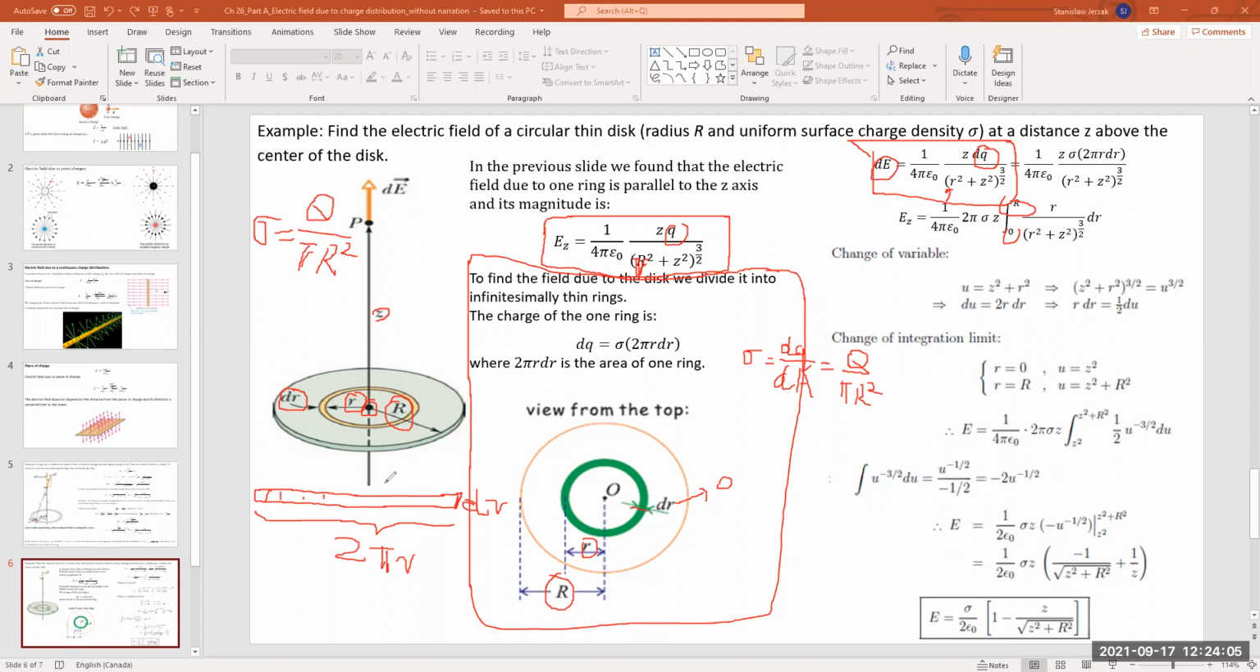Then the area taken by that ring is 2 pi r dr. Right? The area of the ring is one side times the second side. So 2 pi r dr, that's the area dA, the area taken by one ring. And then from this expression, dq is sigma times dA. So sigma times 2 pi r dr, that's dq.